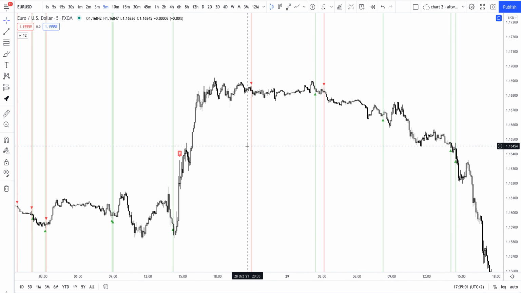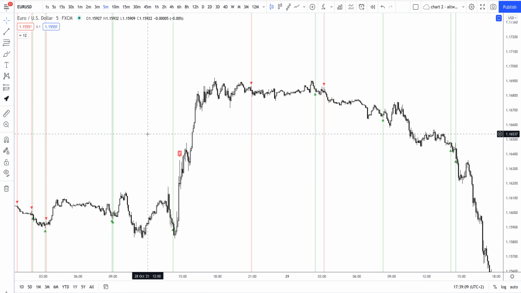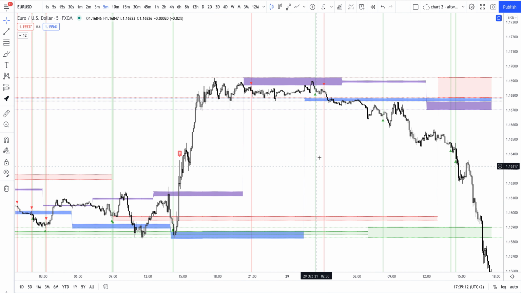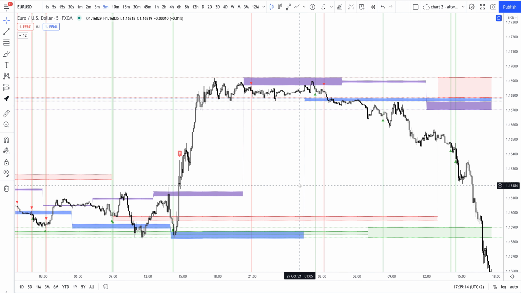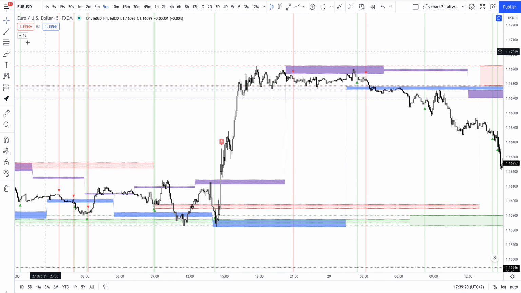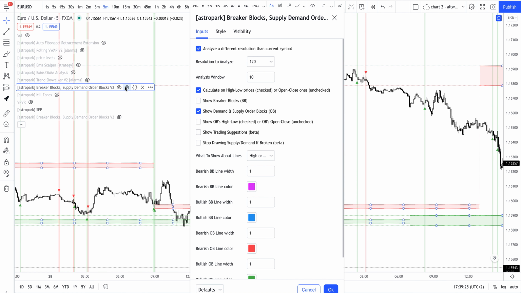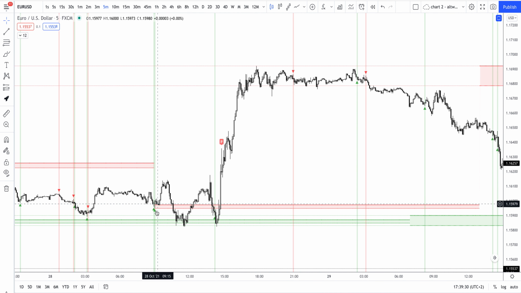This is also a great tool, especially if you mix it with the zones. So for example, having these two enabled, let's remove the 15 minutes and keep only the 2 hours. Good to use this. So this is a zone that became basically support.